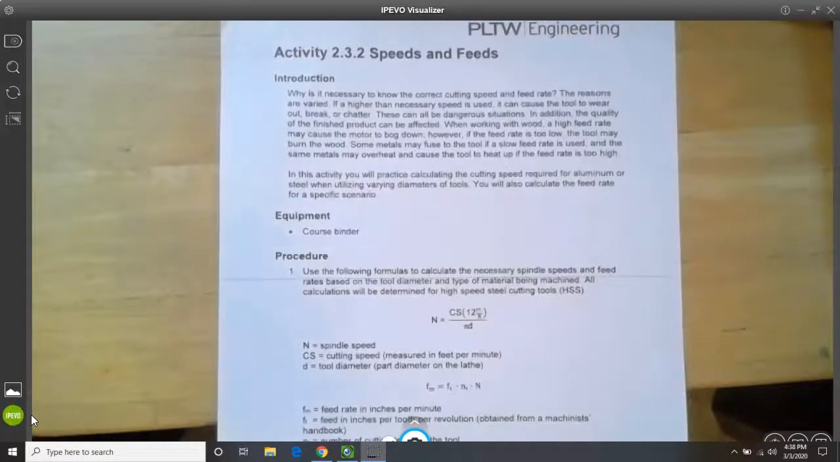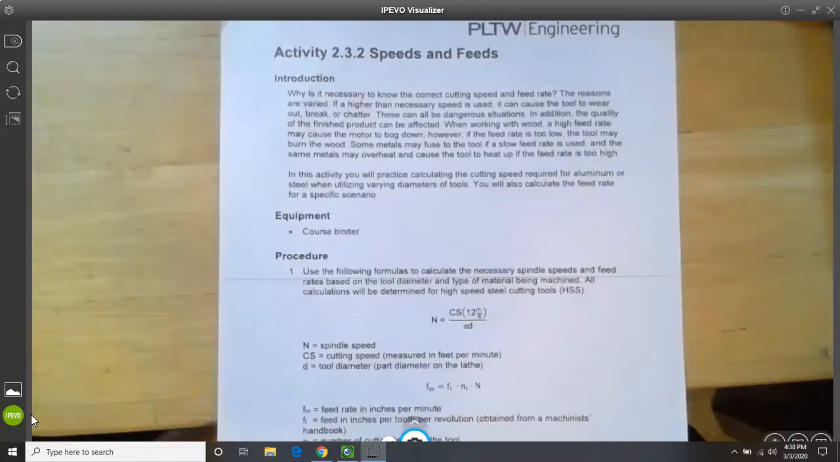Alright, now it's time for us to practice calculating speeds and feeds. The instructions say, why is it necessary to know the correct cutting speed and feed rate? The reasons are varied. If a higher than necessary speed is used, it can cause a tool to wear, to break, or to chatter. They can all be dangerous situations. In addition, the quality of a finished product can be affected.